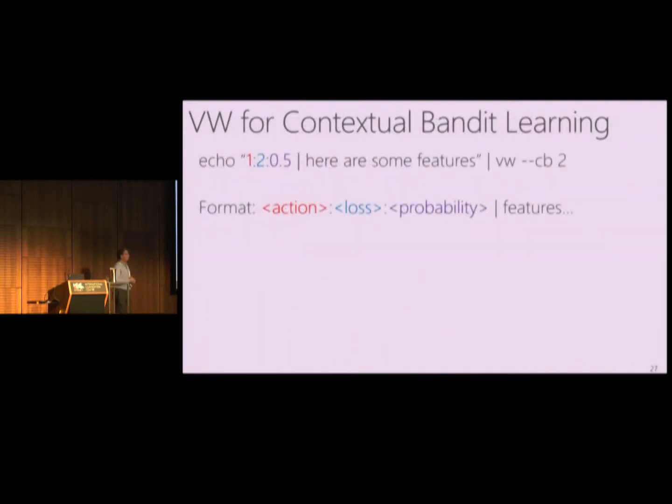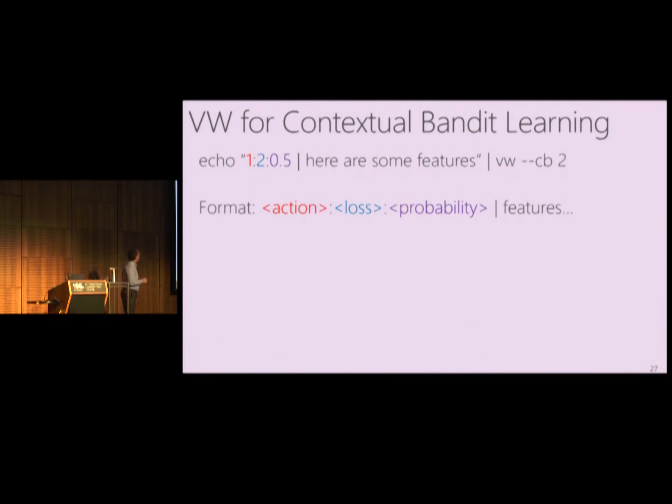Okay, so let's think about this for a minute. Maybe we want to do contextual bandit learning with VW. This is the kind of thing that you would do. You would create an example. You say my action is 1, my loss is 2. Okay, so a critical difference here: VW operates on a loss basis rather than a reward basis, so you need to use a negative sign when you are using it. And then I have the probability of the action, which was 0.5 in this case.